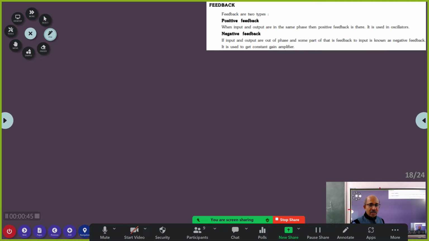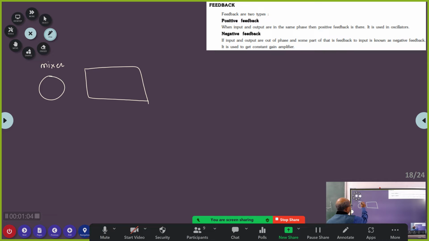Okay. Now you see, I am going to draw a block diagram. This is called a block diagram. So now you see, I have got something here which is called a mixer, or you can also call it an adder.